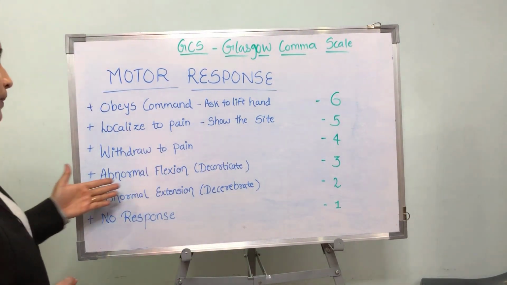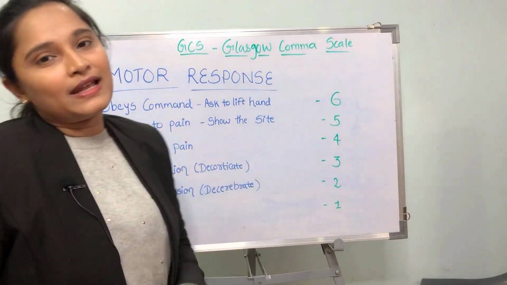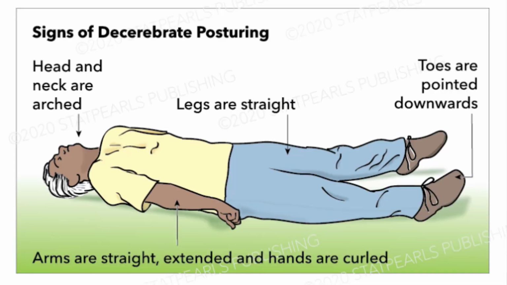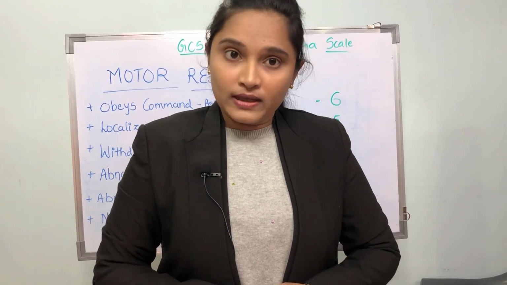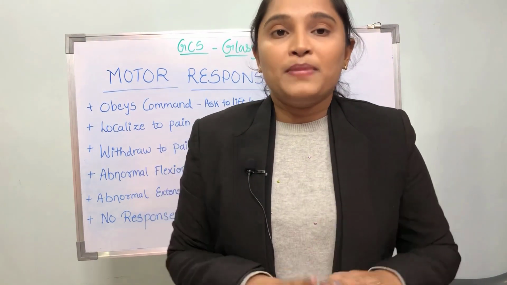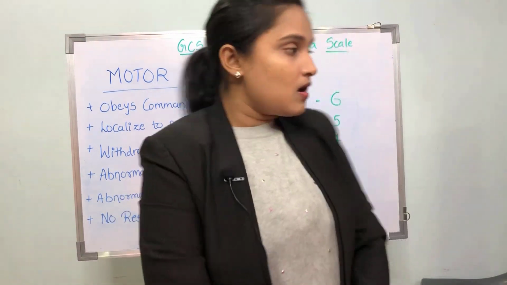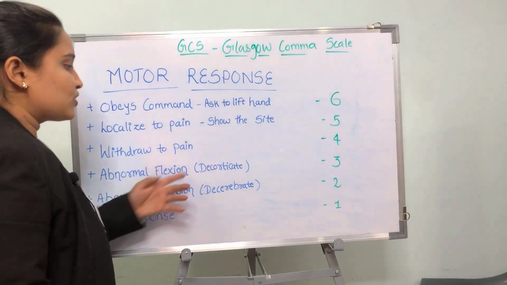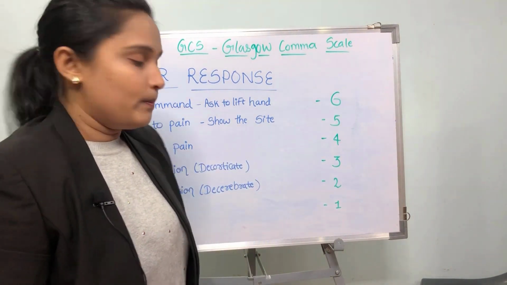If there is abnormal extension or decerebrate posturing. Decerebrate posturing is an abnormal posturing which involves arms and legs held straight out, toes being pointed downward and the head and neck being arched backward. The muscles are having rigidity. So if you give pressure on the sternum, the patient will extend his arms. That is abnormal extension and the score will be 2.